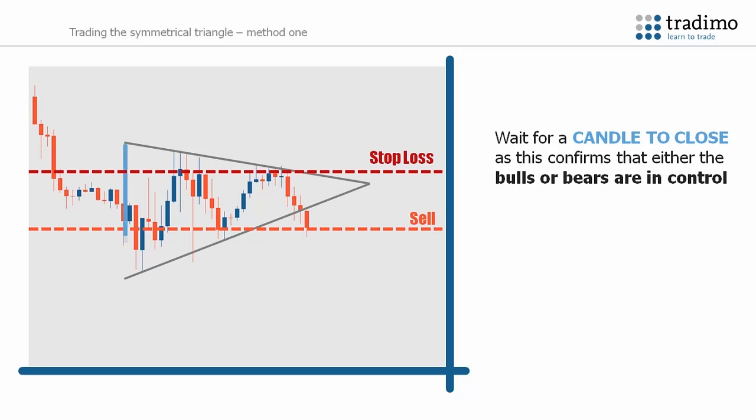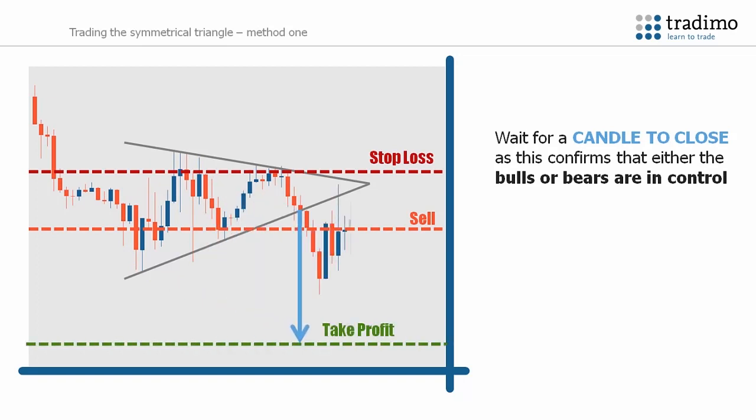To measure the profit objective, measure the height of the back of the triangle and extend this measurement from the breakout point where price broke out from the trend line.